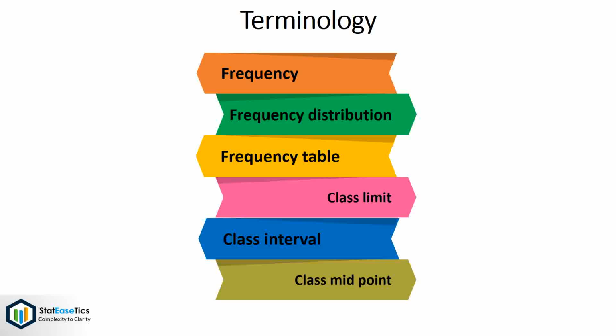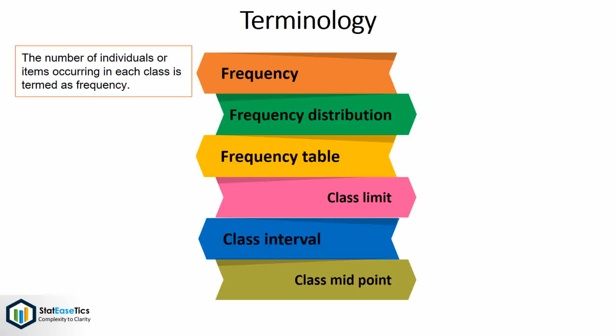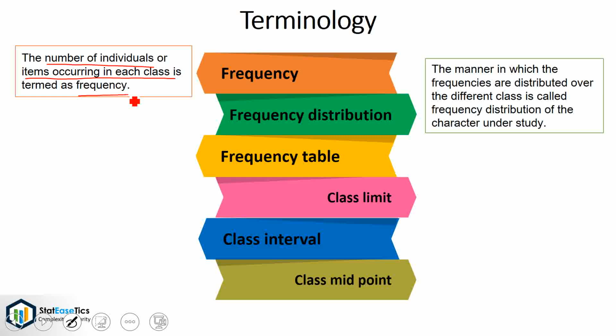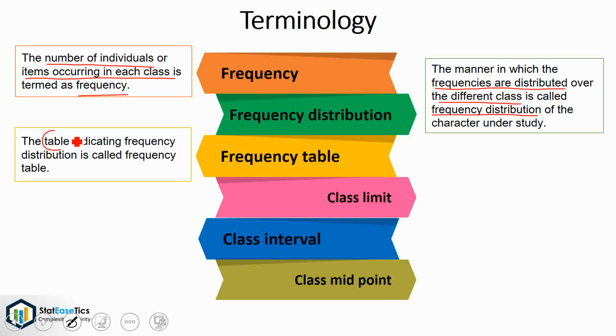Let's see various terminologies associated with frequency distribution, beginning with frequency. The number of individuals or items occurring in each class is termed as frequency. Frequency distribution: the manner in which the frequencies are distributed over the different classes is called frequency distribution of the character under study. Frequency table: the table indicating frequency distribution is called frequency table.